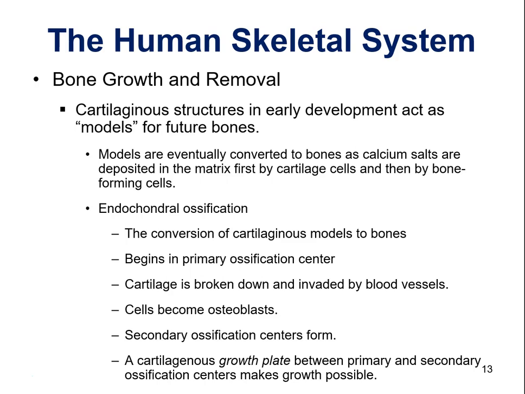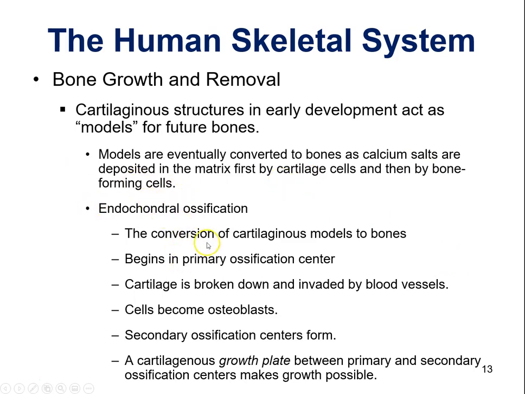So like I said, eventually they're converted into bones, right? So it says models, which are made up of cartilage at first, are eventually converted into bones as calcium salts are deposited into that matrix. So again, we've seen a picture of bone, I'll show you another picture, and we said it's a connective tissue, right? But its matrix is very dense, right? And so these calcium salts will get deposited into that matrix and then basically form that really hard structure of the bone, okay? All right.